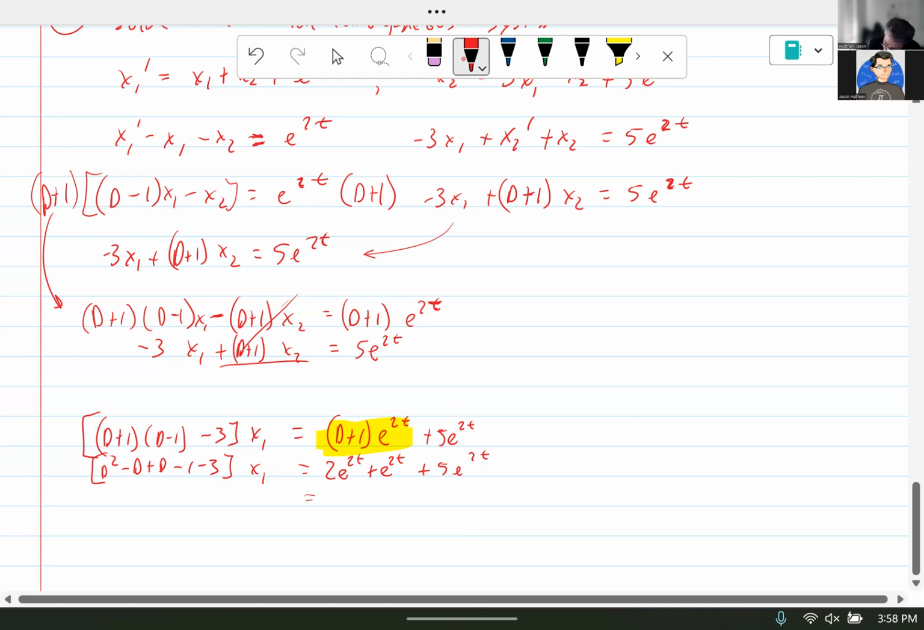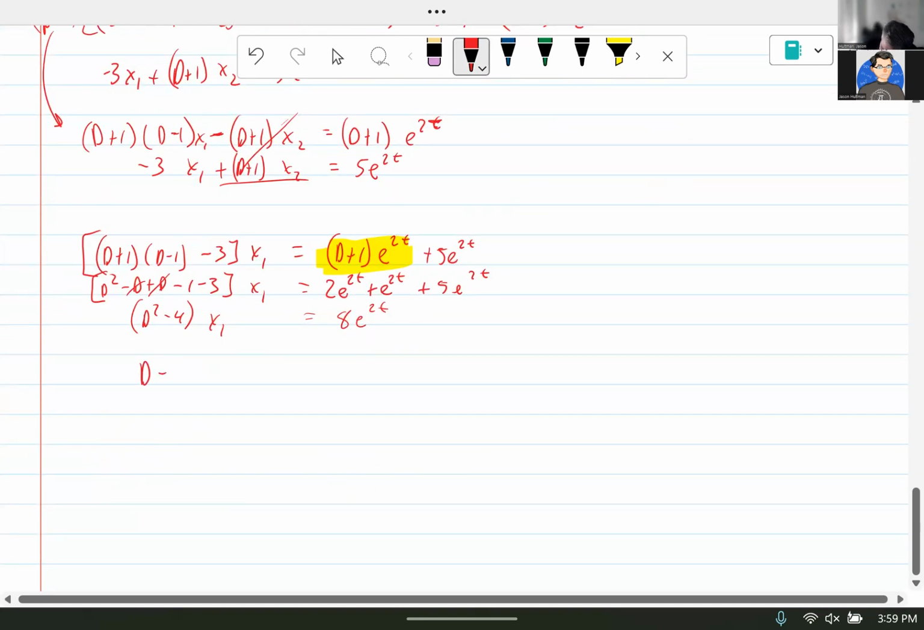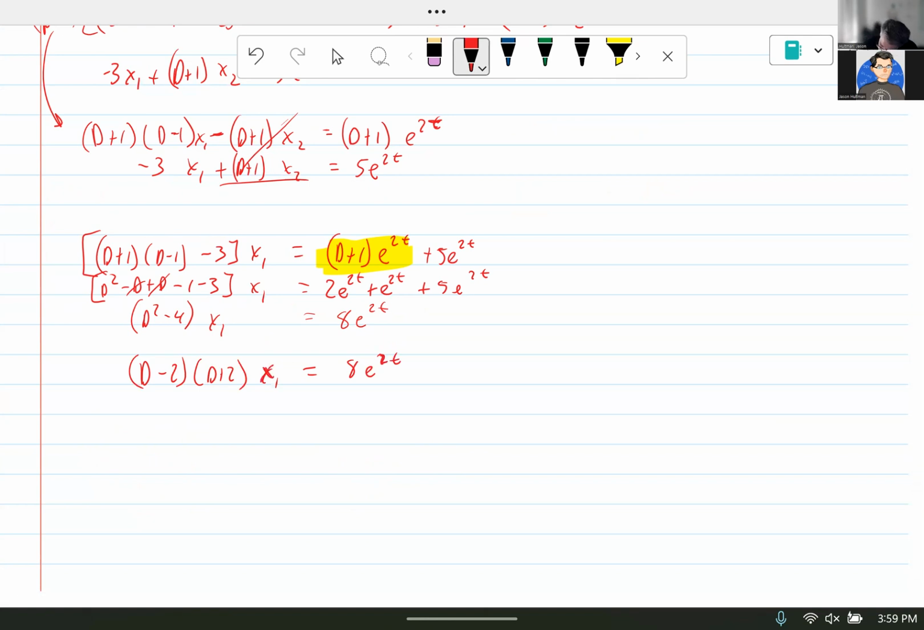The left side is all going to combine into d squared minus 4. And the right side is all going to combine into 8e to the 2t. So this becomes (d minus 2)(d plus 2) x1 is equal to 8e to the 2t. So our variable is just x1 at this point, that we're taking all these derivatives of, and then it's equal to that. So this is a non-homogeneous equation.